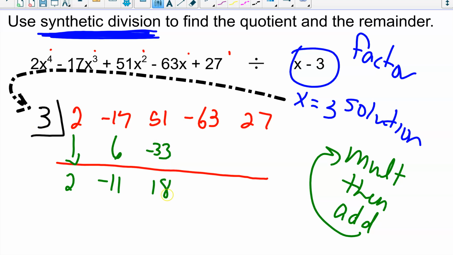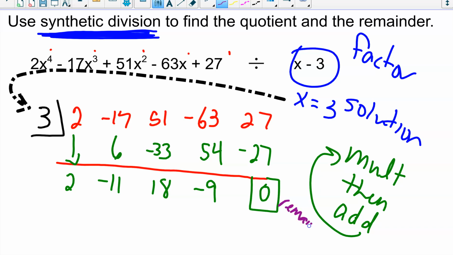Then 3 times 18 is 54. And then we're going to add, and that's negative 9. And then 3 times negative 9 is negative 27. And that is 0. And this last number, I need it in a box to show that is the remainder. Now we don't really know what this is, so we have to go back to putting it into, taking it out of the shortcut way.